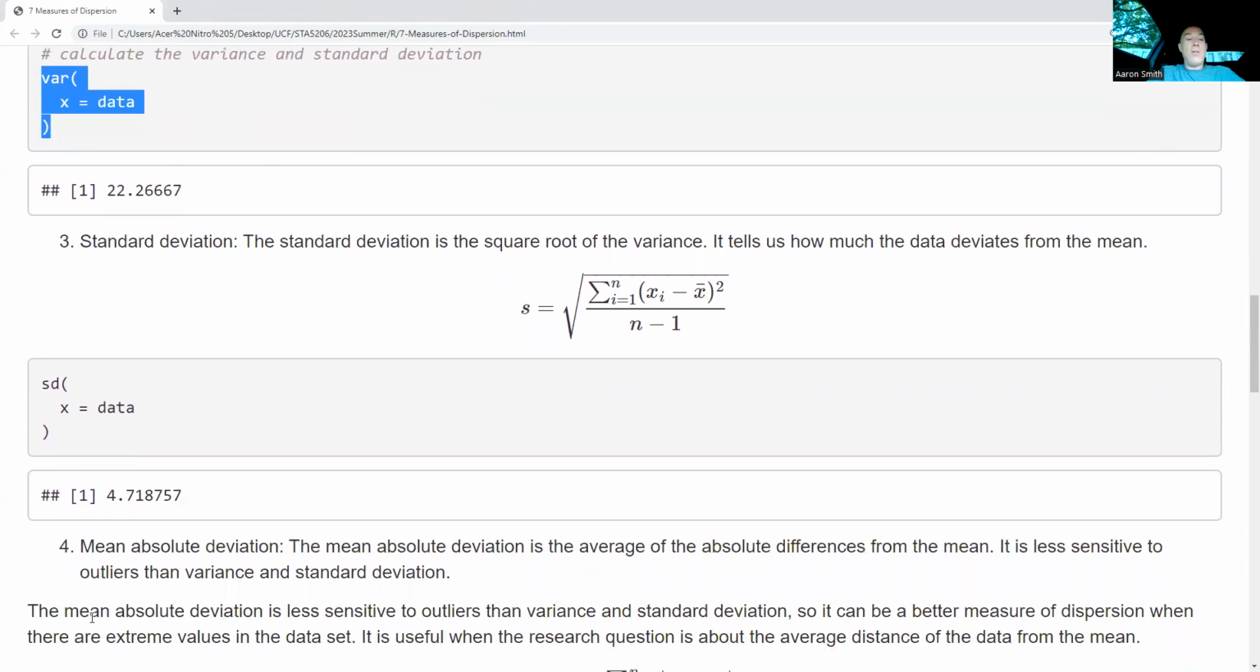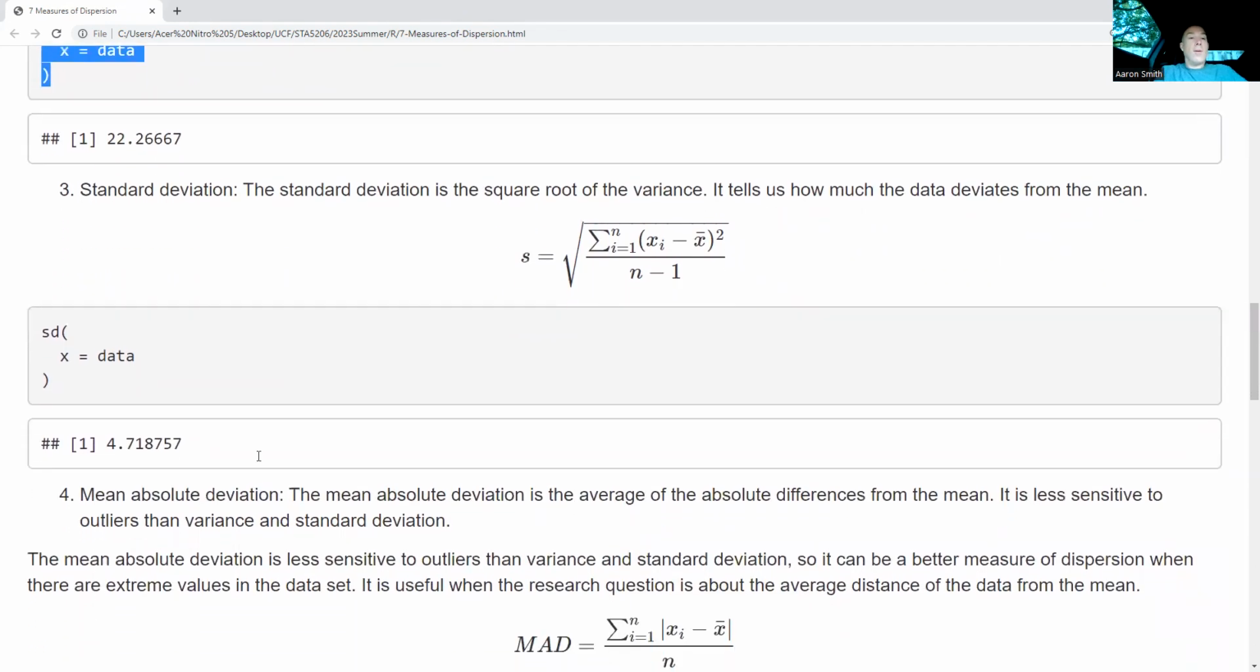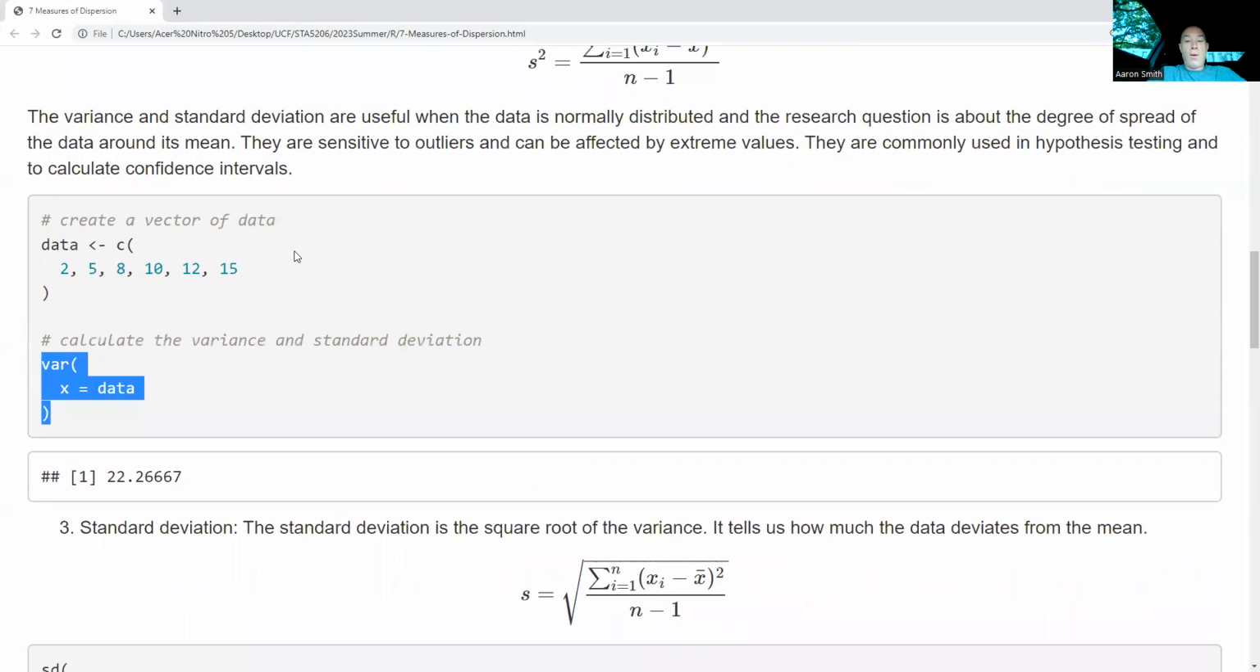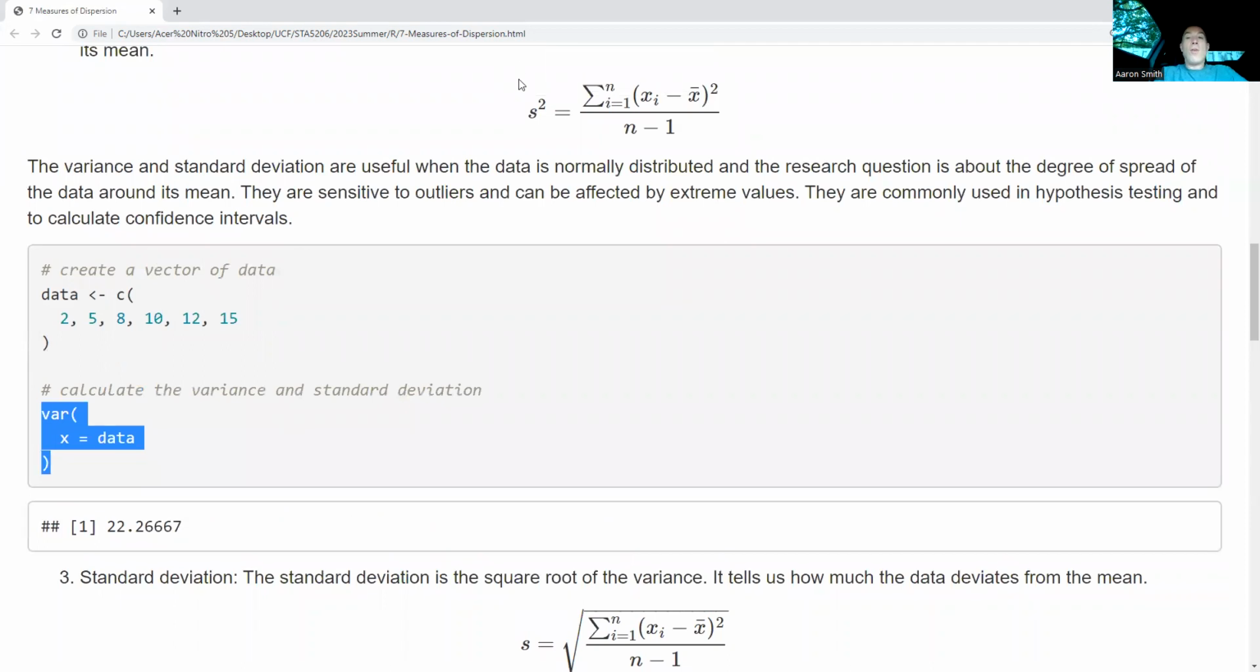Now the standard deviation is the square root of the variance. And so this tells us how much the data deviates about the mean. Now, if you look at that formula that we had a moment ago for variance, you'll notice that there's a bunch of squaring going on with variance.